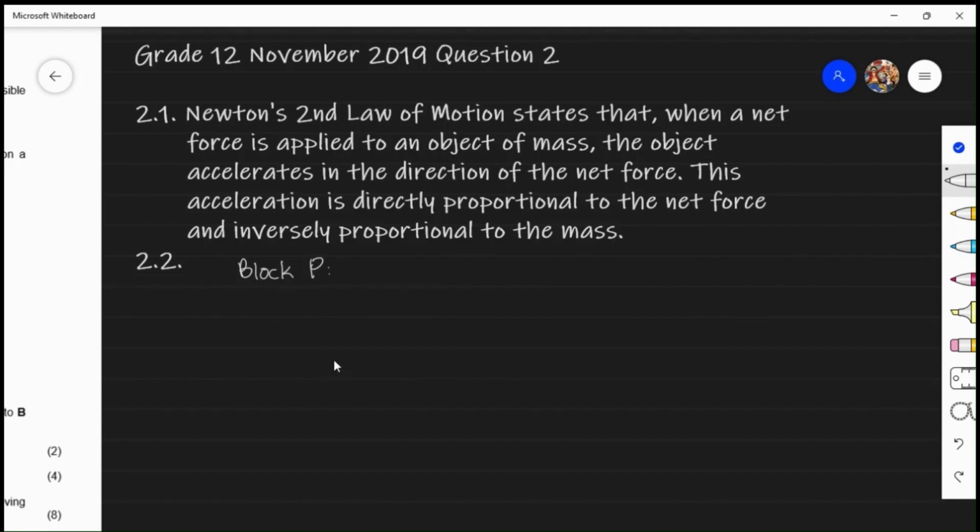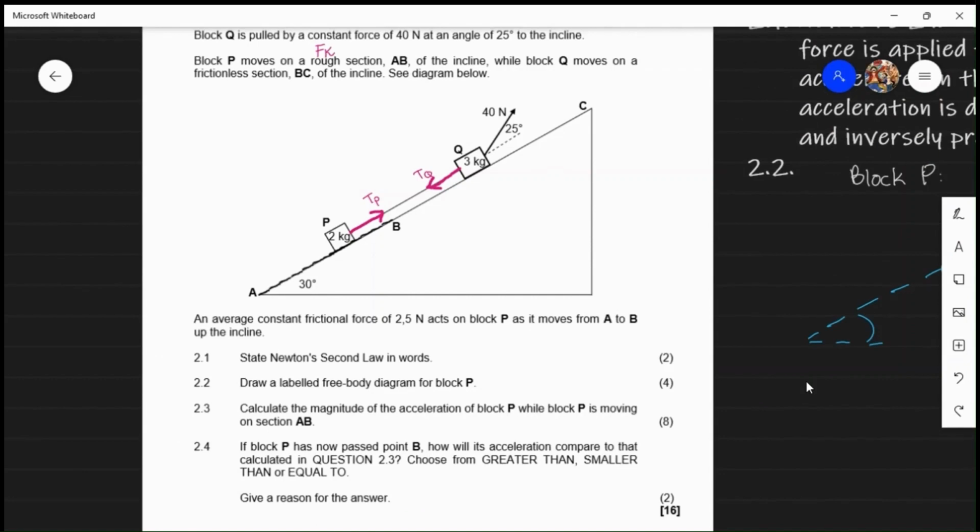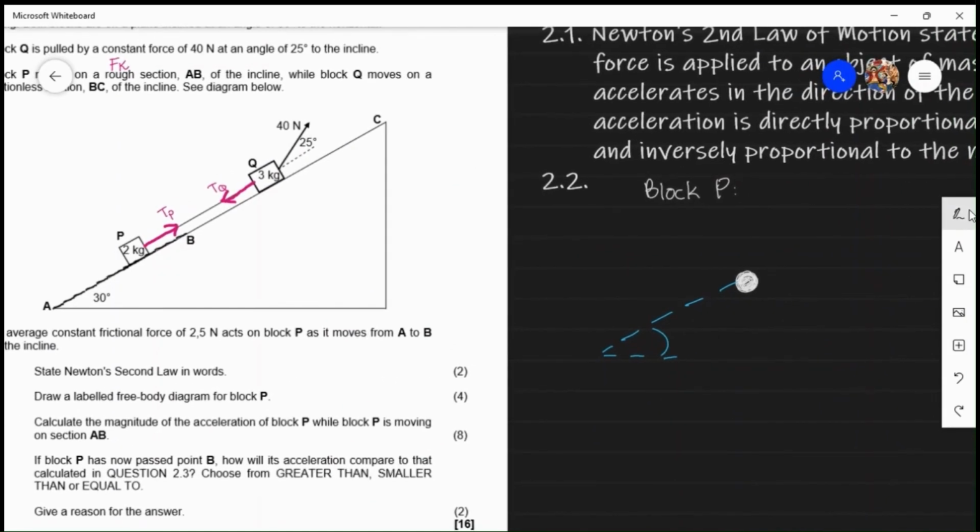P. So this will represent our object. Let us include our incline. And our object is inclined at 30 degrees to the horizontal. Now we can start by including all the forces that are acting on this particular object. So our question 2.2 has a mark allocation of 4 marks.